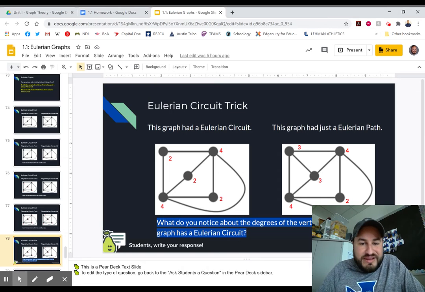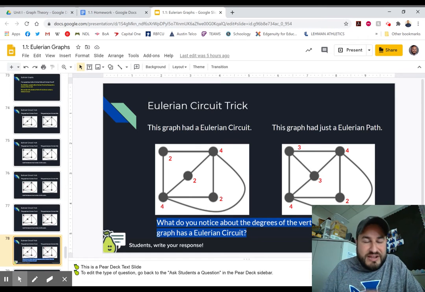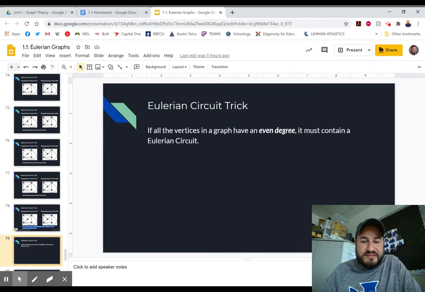If you have a graph and the degrees are all even, meaning every vertex has an even number of edges touching it, then the graph has to have a circuit. It has to. But if even one vertex is odd, it only takes one, then it will not have a circuit. It might have a path, but it definitely will not have a circuit. And so there's the trick right there.